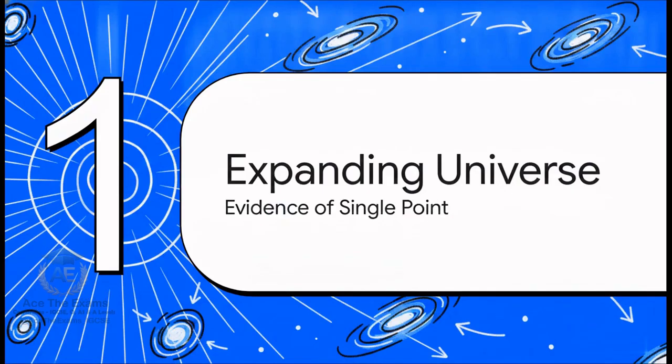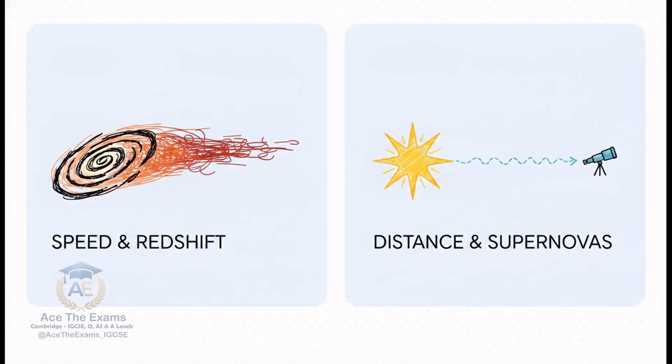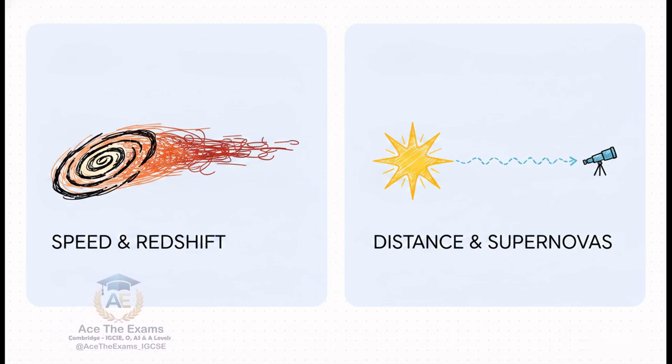Section 1. The expanding universe, evidence of a single point. To truly grasp the expansion of the universe, we first have to look at the foundational evidence that literally all matter in the universe was once present at a single, incredibly dense point. This core principle of the Big Bang Theory is a massive, high-value target on your exam.